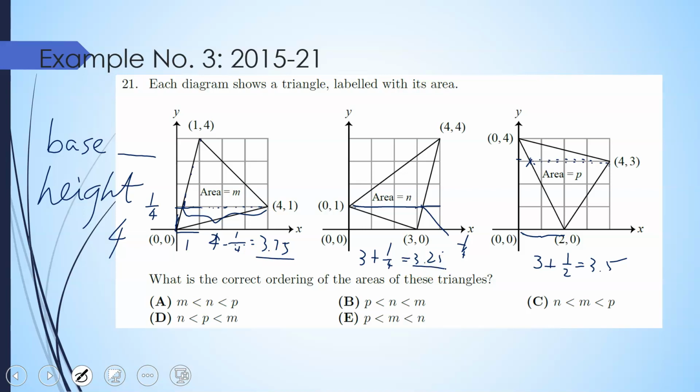All of a sudden, we know these triangles have the same height. So the only determinant to say which triangle is the biggest is to look at which triangle has the biggest base. In this case, the biggest base is M. The shortest base is N, which has 3.25. And P is in the middle. So we can easily tell simply from looking at the graph and determining the length of the base for each triangle, we can tell the answer is D without too many calculations.